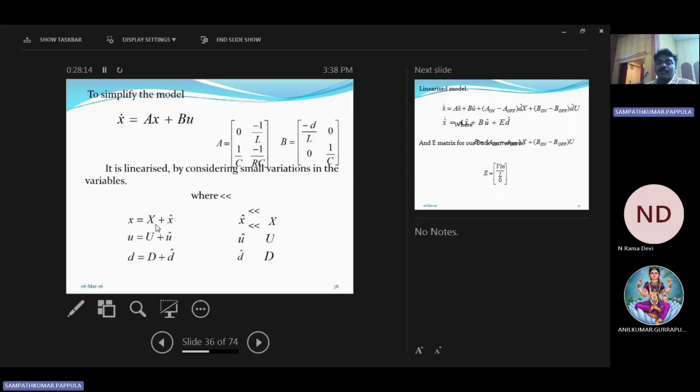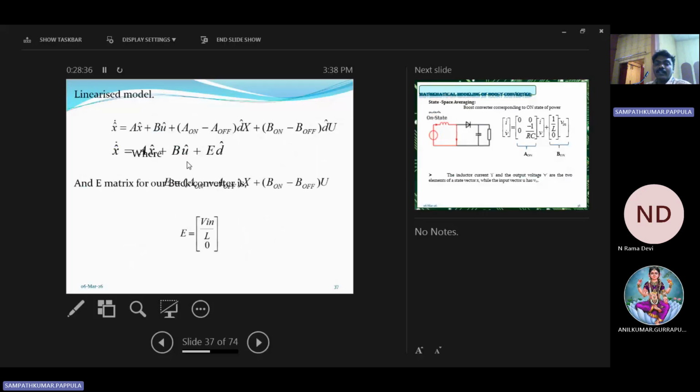So instead of X, we replace the capital X with X cap, where X is the DC voltage, the exact voltage, and X cap is the variation in X. Similarly, U is the input, U is the fixed input, and U cap is the variable part. Okay, this U cap, X cap and D cap are very far less than the actual values. By considering that variation, finally we calculate the mathematical model of the A matrix, B matrix, all those things.